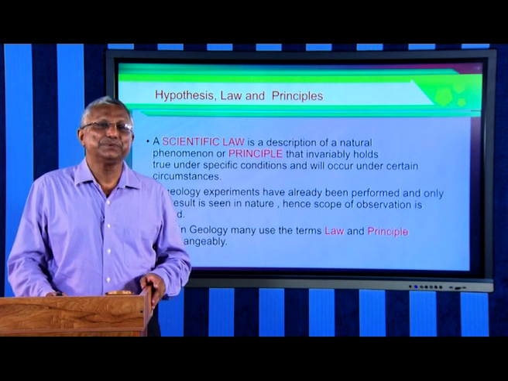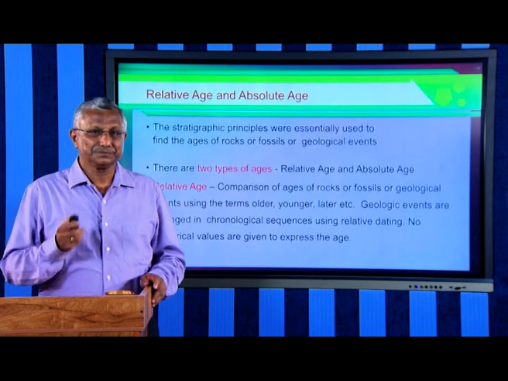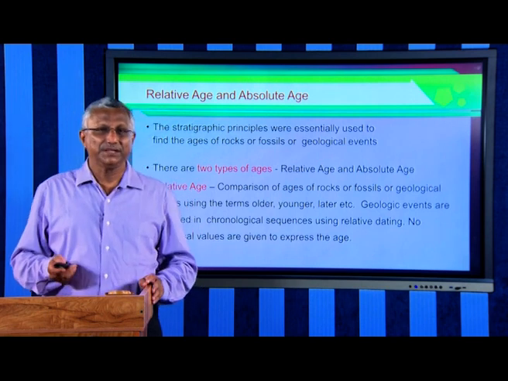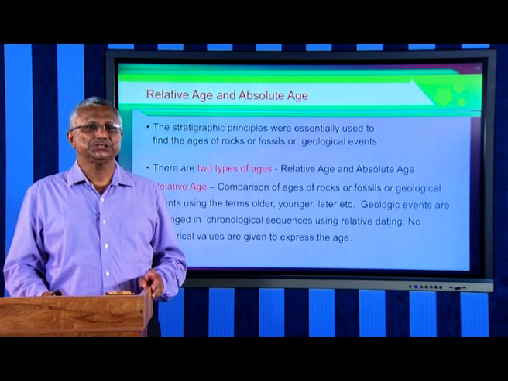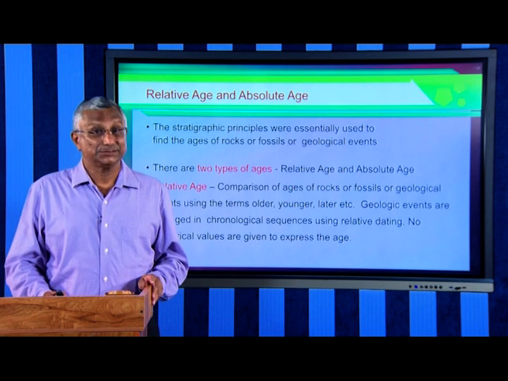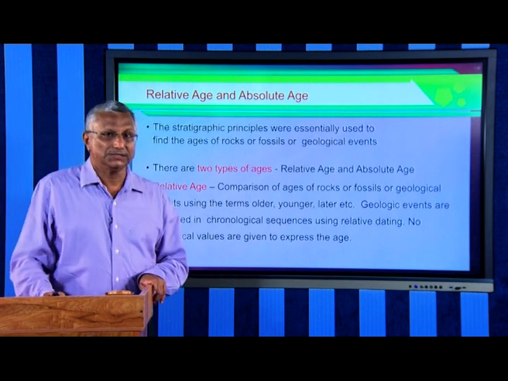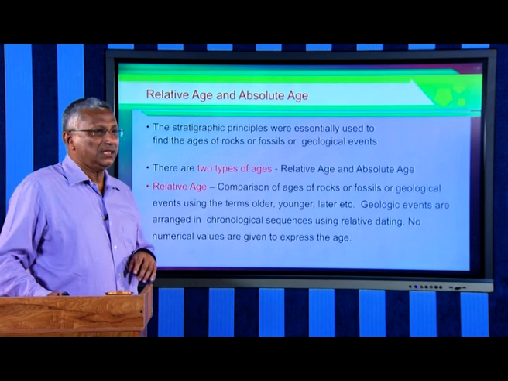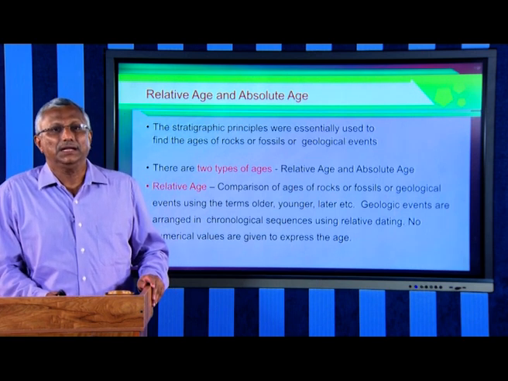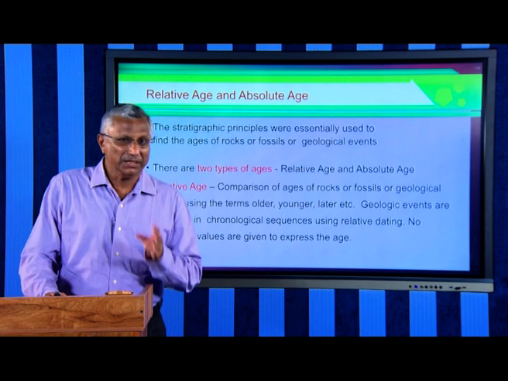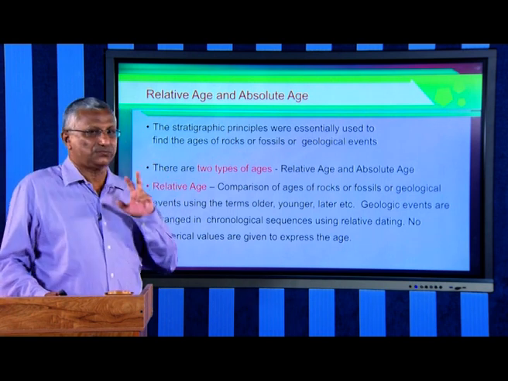Therefore, the terms law and principle are used interchangeably in the case of geology. So, the principle of uniformitarianism will sometimes be called the law of uniformitarianism, and the law of superposition or principle of superposition, but they are one and the same as far as geology is concerned. Before going to the details of these principles, we have to find out the time in which a geological event has taken place. For describing the timing of the event, we use two types of ages.